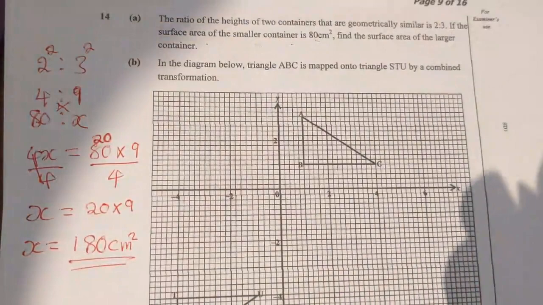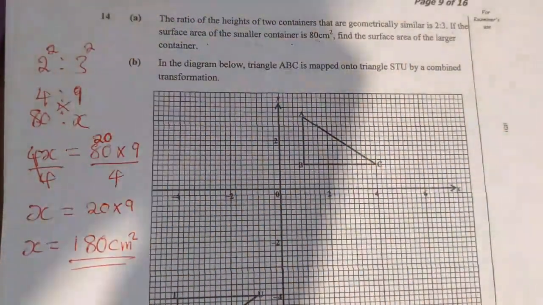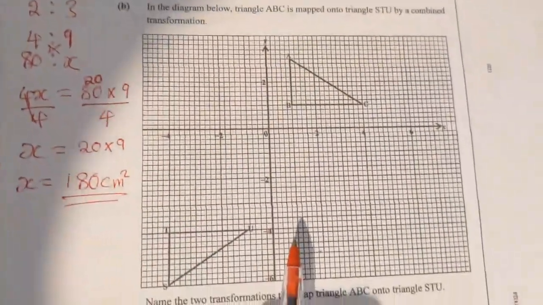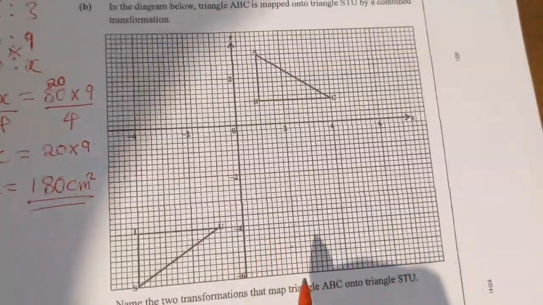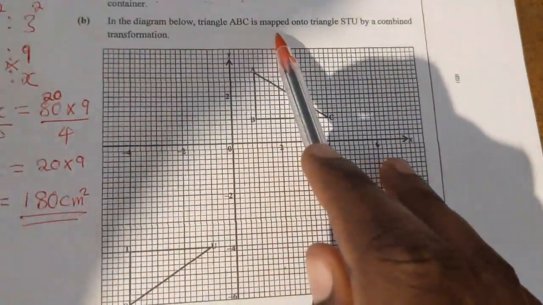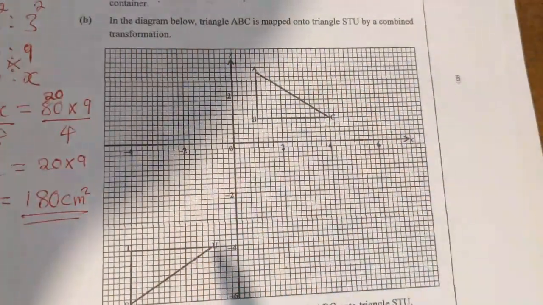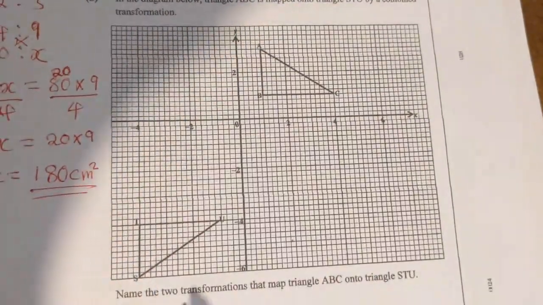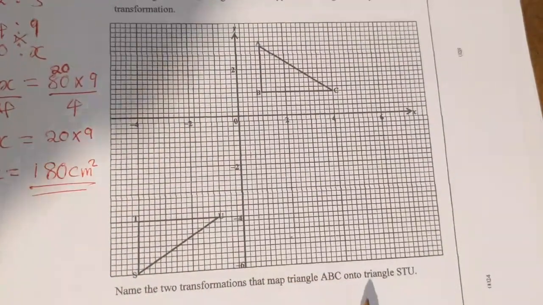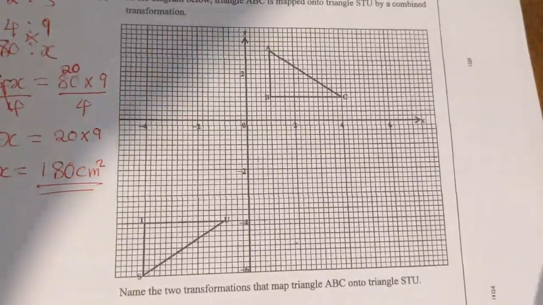Coming to transformation. Transformation is not even a big deal. Most of you find difficulties in solving transformation, but it's not a big deal. Looking at this, they are telling me that in the diagram below, triangle ABC is mapped onto this triangle by combining transformations. Name the two transformations that map triangle ABC onto this triangle. These are simple questions that you cannot fail to get marks on.